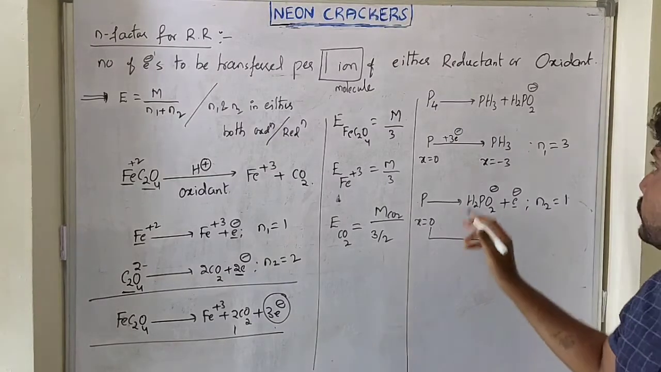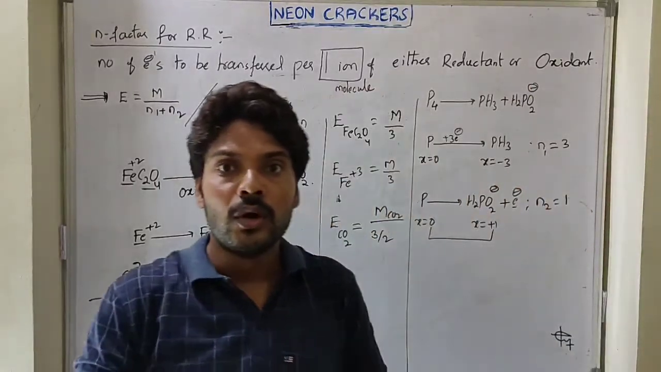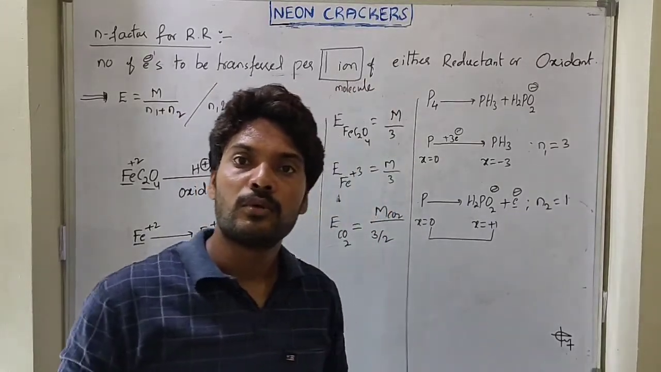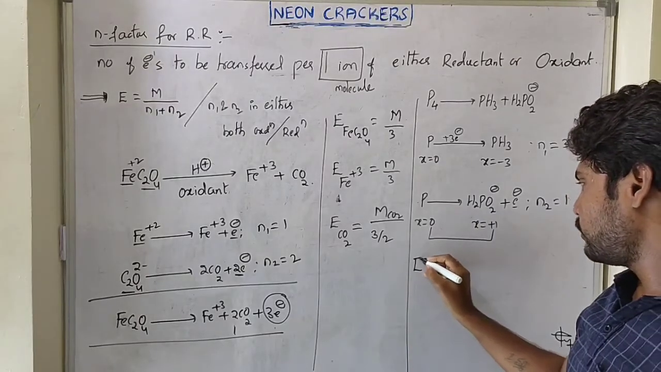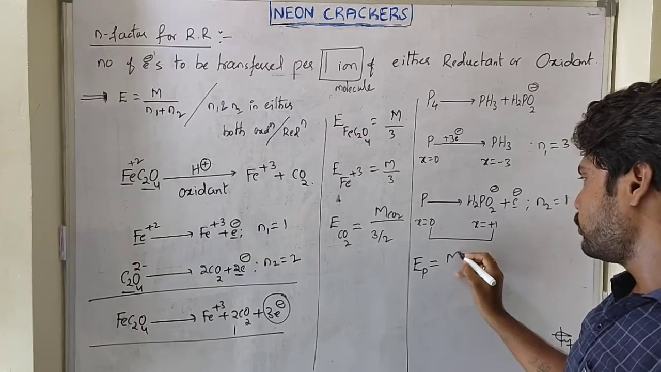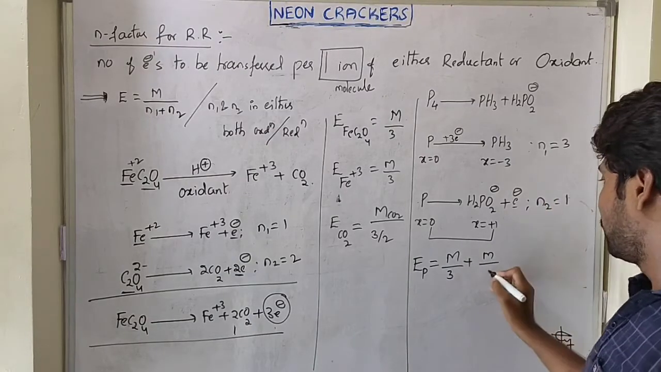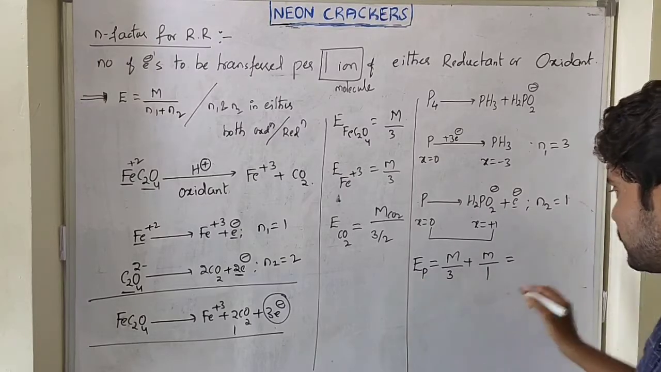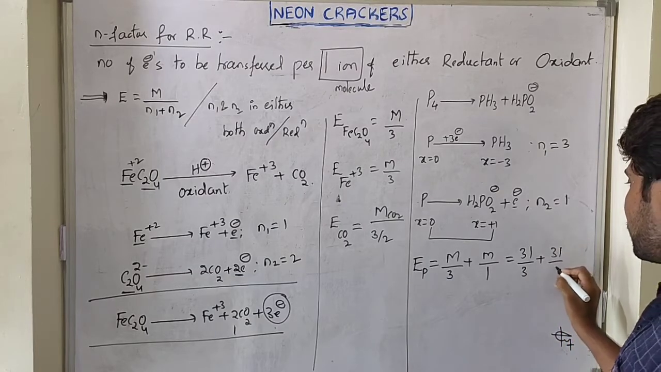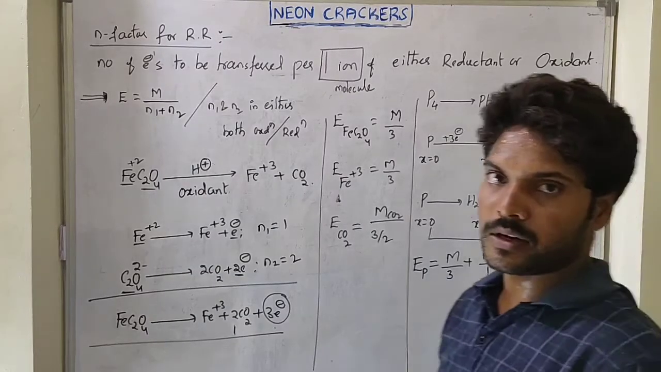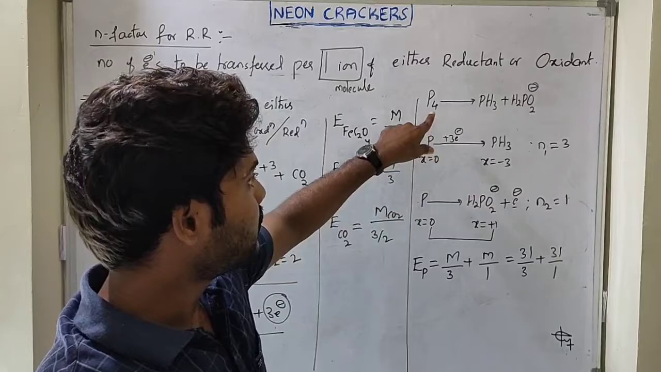Now, this is the disproportionation reaction. For a disproportionation reaction, equivalent weight equals molar mass upon n factor plus molar mass upon n factor, for the reductant and the oxidant. Now, equivalent weight of phosphorus equals molar mass upon n factor 3 plus molar mass upon n factor 1. And what is the weight of phosphorus? 31. So 31 upon 3 plus 31 upon 1, and you can get 41.3 something, and this would be the answer for the given equation, equivalent weight of P4.